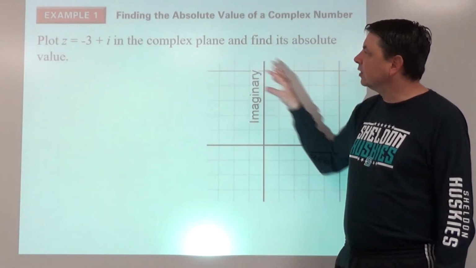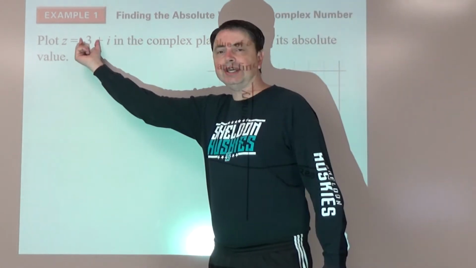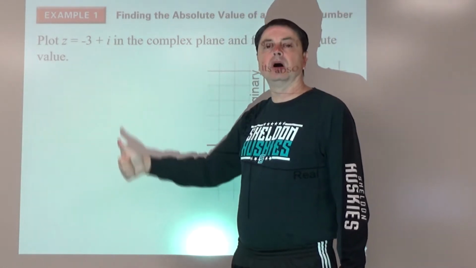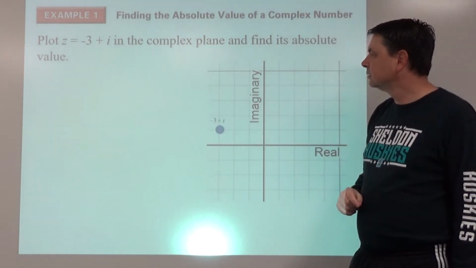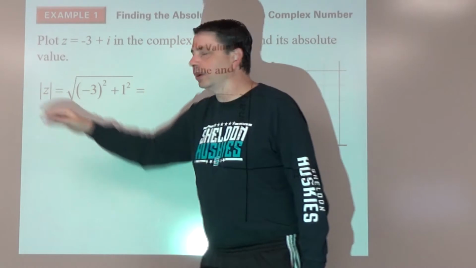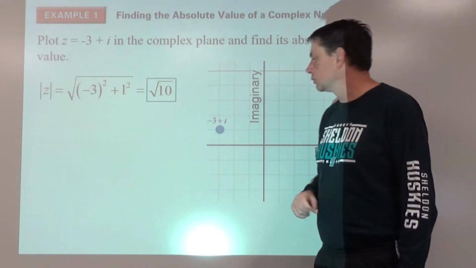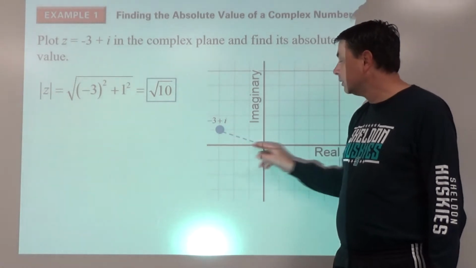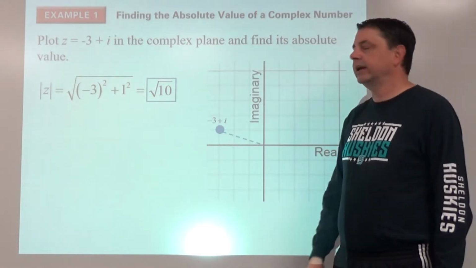Example number 1, plot the point in the complex plane, find its absolute value. So the negative 3 is the real part, so we're going to go left 3. Plus 1i, we're going to go up 1 in the imaginary direction. There's our point. And the absolute value of that point, or the modulus, is the square root of negative 3 squared plus 1 squared, which would be the square root of 10, and that is the distance here. Kind of think of that as a right triangle, and use the Pythagorean theorem. 3 squared plus 1 squared does make the square root of 10 squared. And that's where that's coming from.